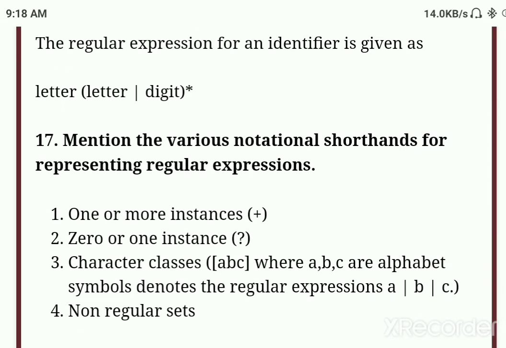Mention the various notational shorthands for representing regular expressions. One or more instances, zero or one instances, character classes, where a, b, c or alphabet symbols denote the regular expression. Non-regular sets.